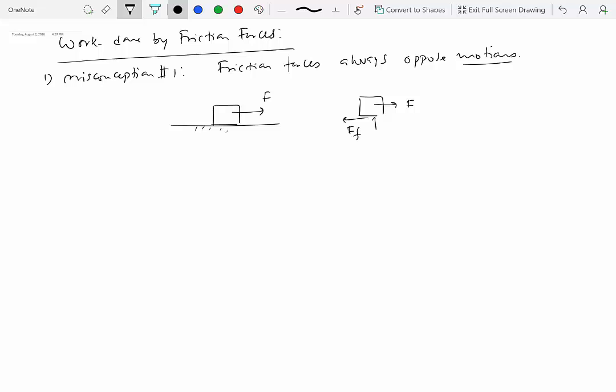F sub F is the friction force, that's the normal reaction, and then you have the gravity. In this case, since the particle is sliding towards the right, the friction force is opposing that relative motion, and that's why the friction force is pointing towards the left.